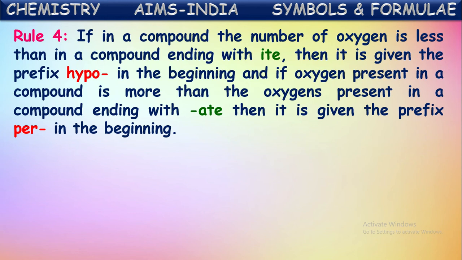If a compound exists with fewer oxygen atoms than the compound with "ite," then it is given the prefix hypo. And if there exists a compound with more oxygen atoms than that in "ate," then it is given the prefix per. Let us try to understand this with an example.